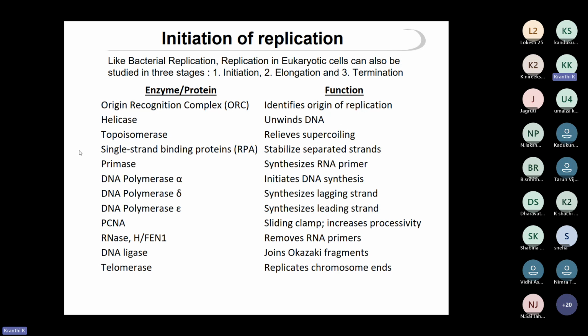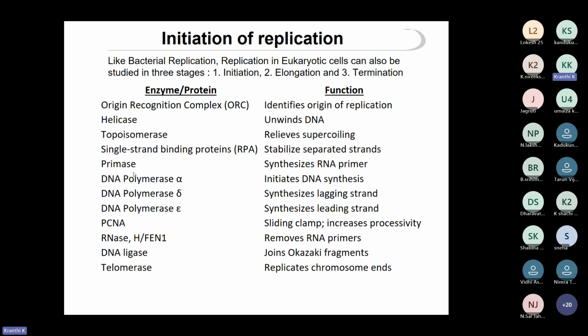But here we need the topoisomerase to relieve the supercoiling of the DNA material or chromosomes. Then single-stranded binding proteins. These are linked to one strand and won't allow base pairing to happen again. In eukaryotes we call this RPA, not the single-stranded binding protein. RPA is similar to the single-stranded binding protein. It stabilizes the separated strands and won't allow the strands to meet together again.